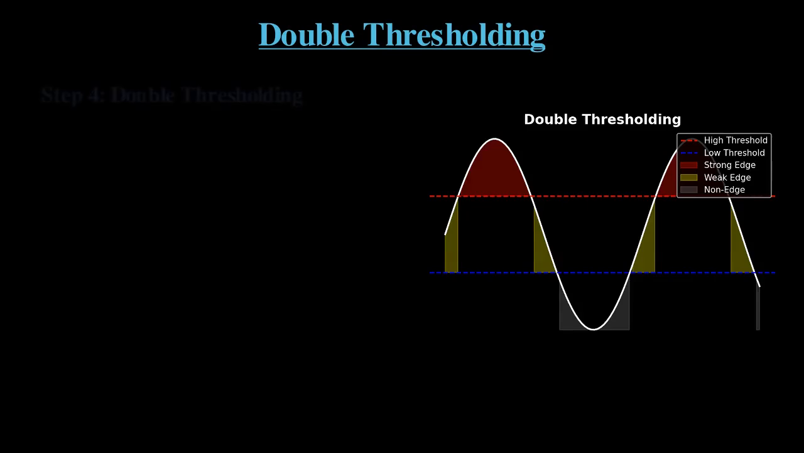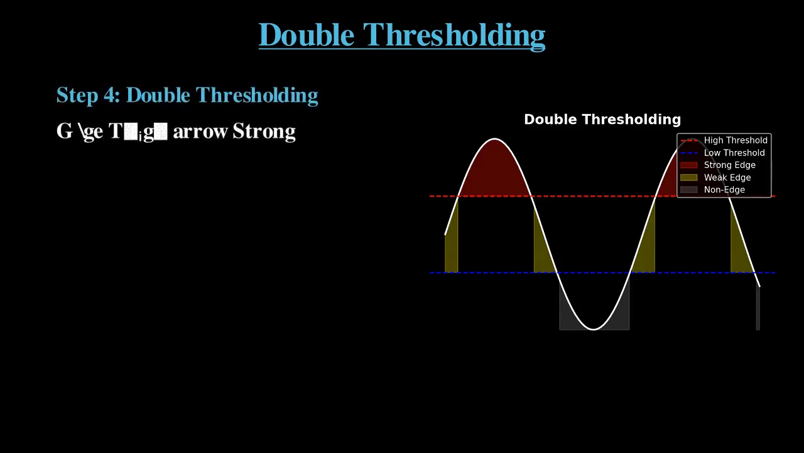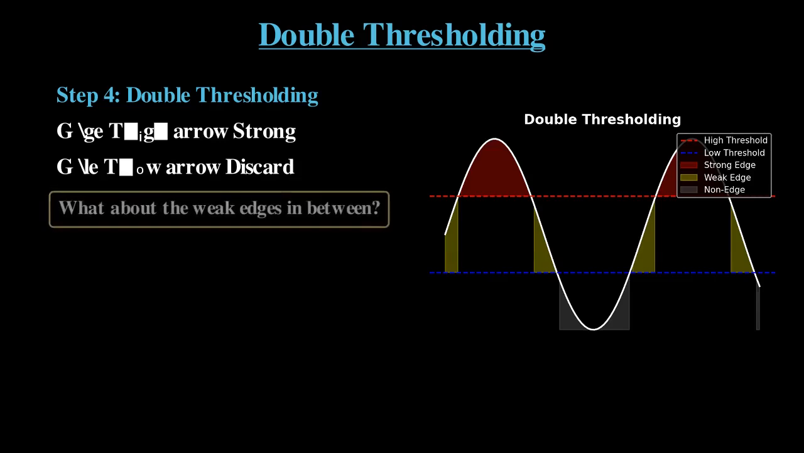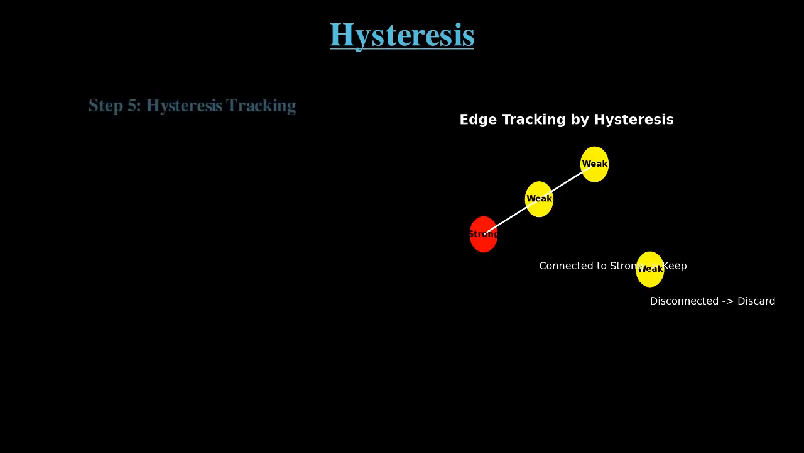Next is double thresholding. We set 2 limits, a high threshold and a low threshold. Any edge pixel with a gradient stronger than the high threshold is immediately classified as a strong, definite edge. Pixels below the low threshold are dismissed as irrelevant noise. Pixels falling in between are labeled as weak edges. This categorizes our edges but leaves us with a puzzle. How do we treat those weak edges?